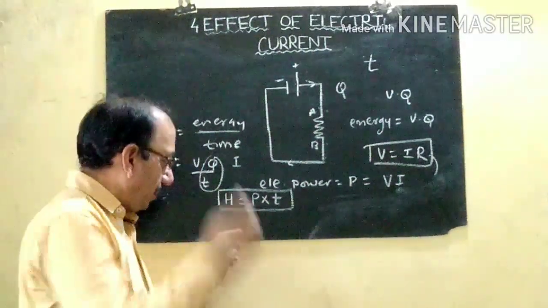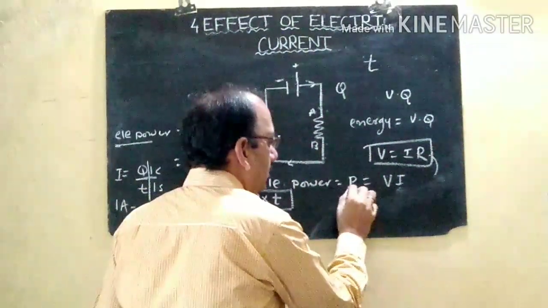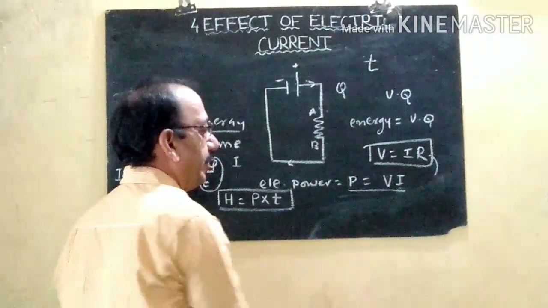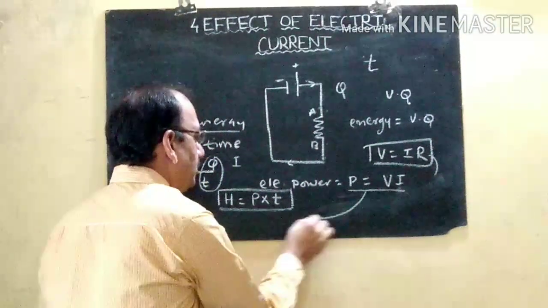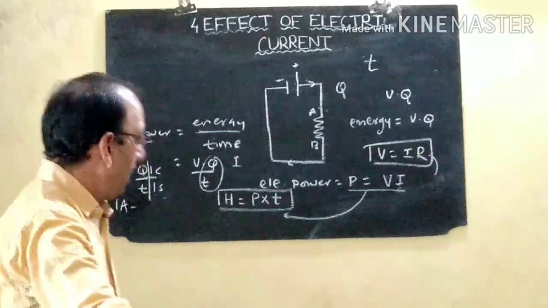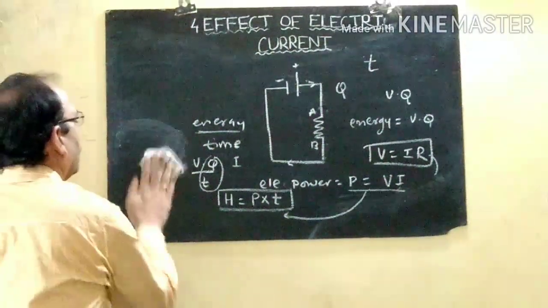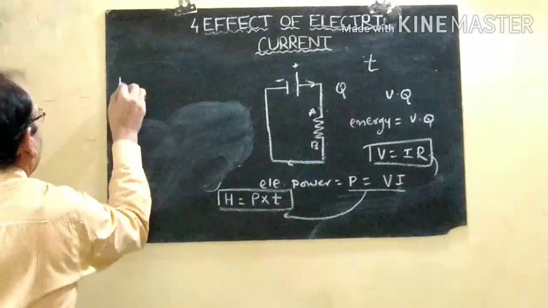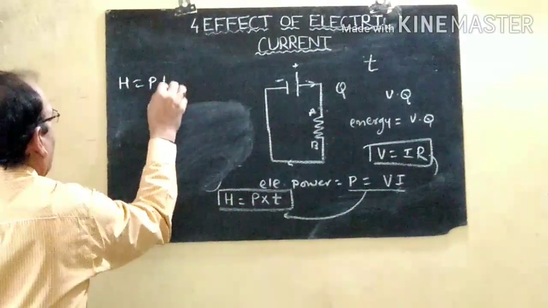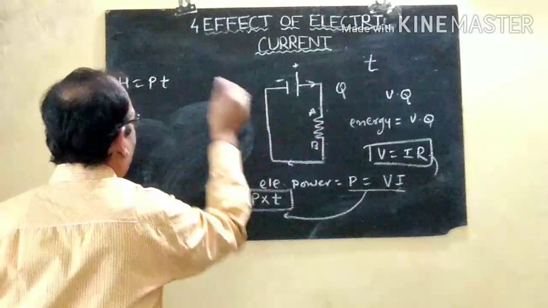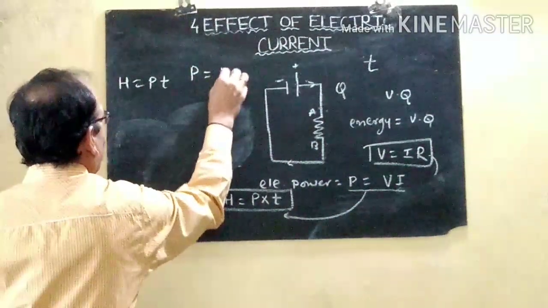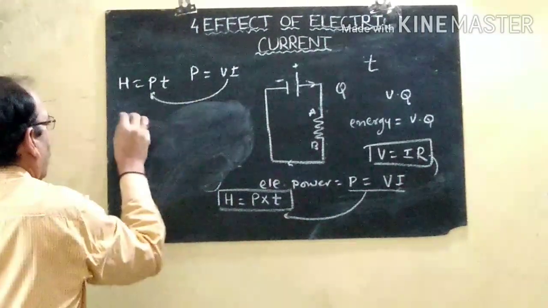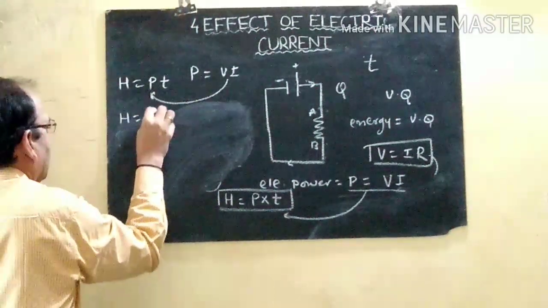You know that P is equal to V into I, as I explained in the previous part. By putting this value in this equation, H is equal to PT, and we already proved that P is equal to V into I. So by putting this value of P here, we get H is equal to VIT.